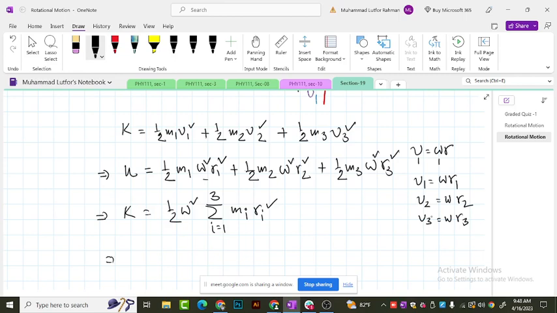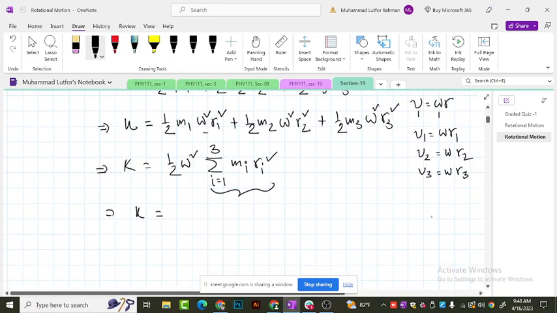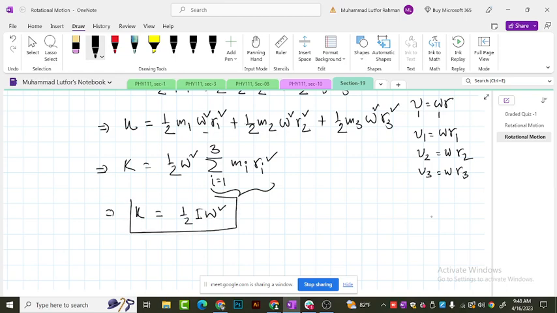So fine, now I am going to rewrite this equation. Can you tell me what this is? Can anyone give me? It's the moment of inertia, right? Which is I. So I can write half of I omega square. This is known as the rotational kinetic energy. So when the system only rotates, your kinetic energy would be half of I omega square, where I is the moment of inertia of that system.